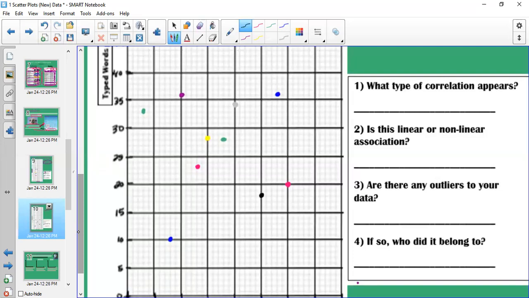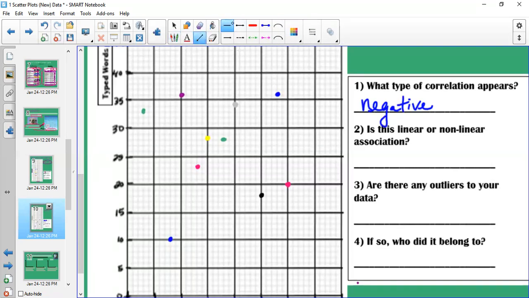So think about it. If somebody has a bigger penalty, what would you expect to happen to their typing speed? If they have to wait longer, you would expect that their words per minute would be smaller because they have less time. Okay, so what we're going to talk about here in just a little bit is that is called a negative correlation or sometimes association. But basically, as one goes up, the other one's going down.